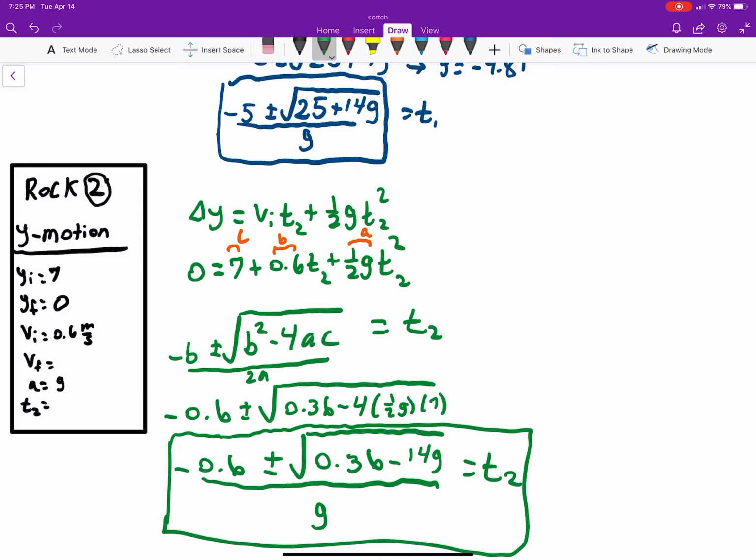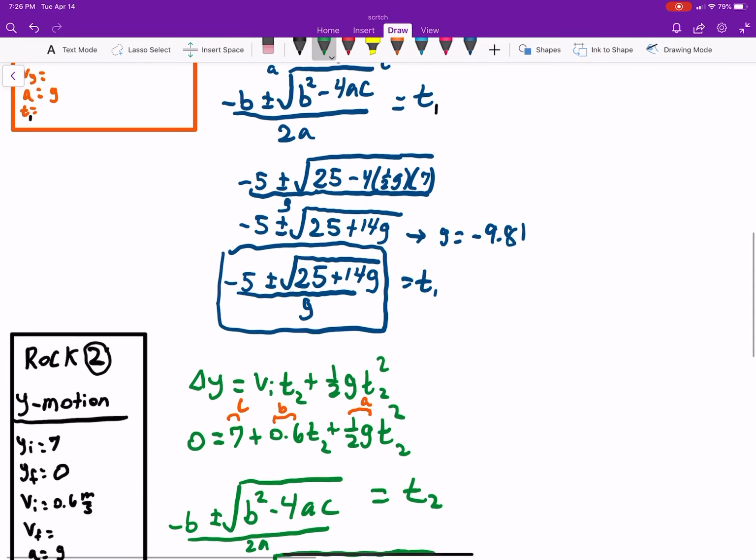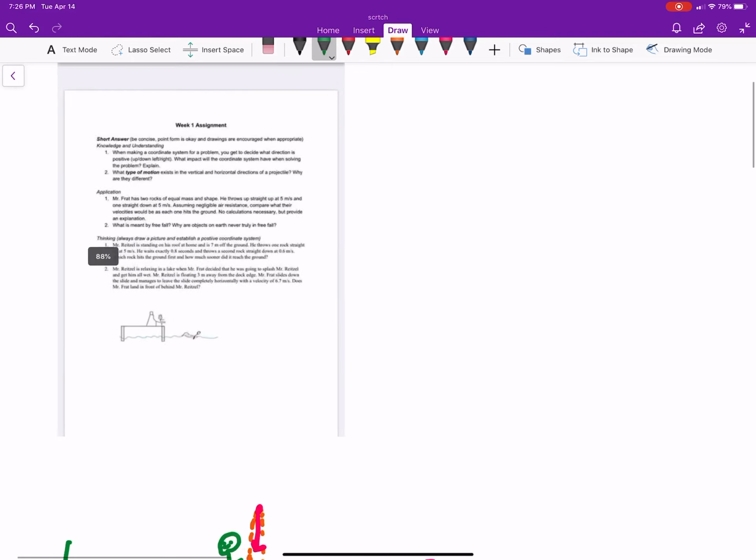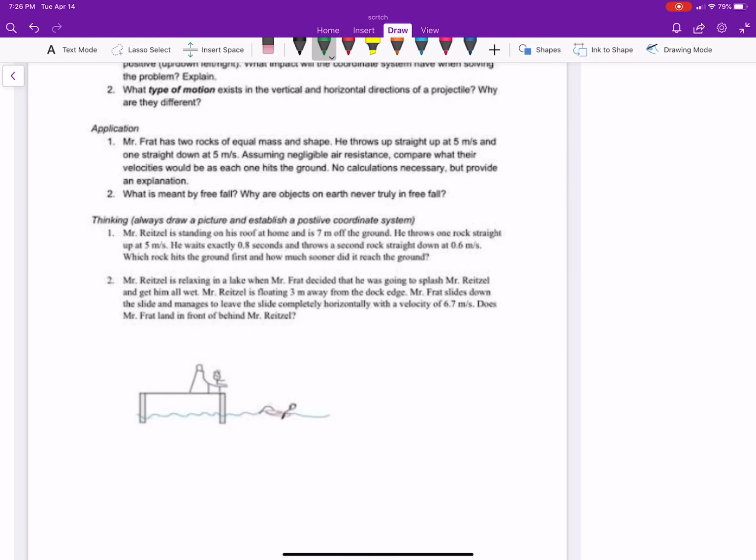So now you know the time that the two rocks hit the ground. The important factor to also keep in mind is, it's hard to see, but he waits 0.8 seconds, and then starts to throw the second rock.